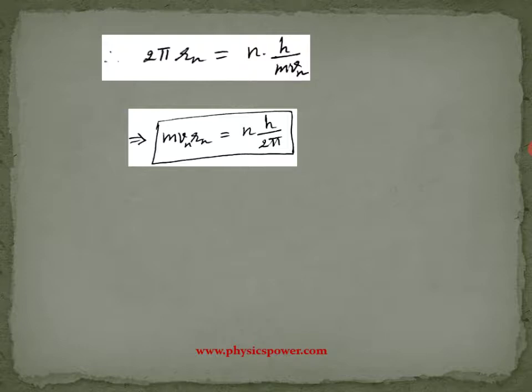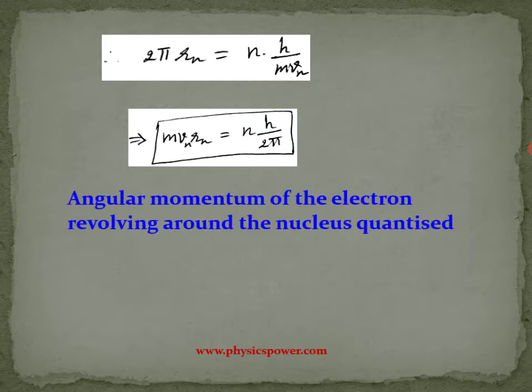Here mvn Rn is nothing but the angular momentum of the electron in the nth orbit. So it is equal to n into h by 2 pi. So the angular momentum value is an integral multiple of h by 2 pi. So it is supporting the Bohr postulate. According to the Bohr postulate, the angular momentum of the electron revolving around the nucleus is quantized, and that is exactly what this expression reflects.